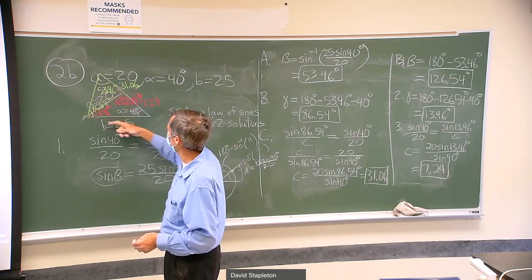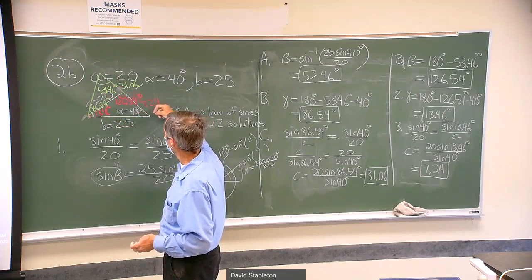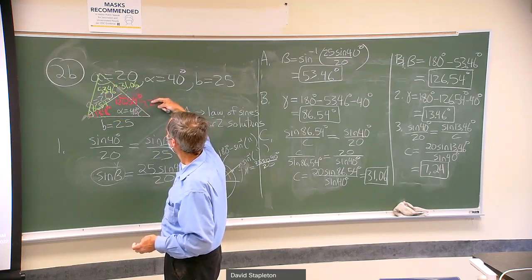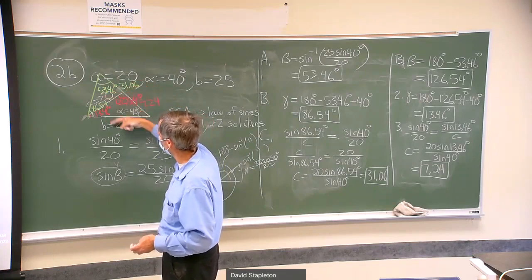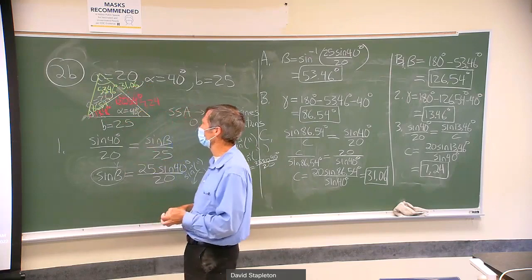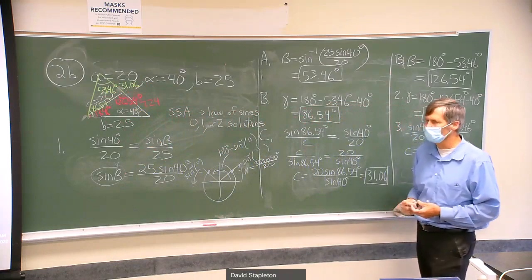It is 20 on this side. And then 2 sides, let's see. 31.06 is bigger than 20, is smaller than 20 plus 25, so it does all the checks, that's probably right. So there's the two triangles, for 2B.